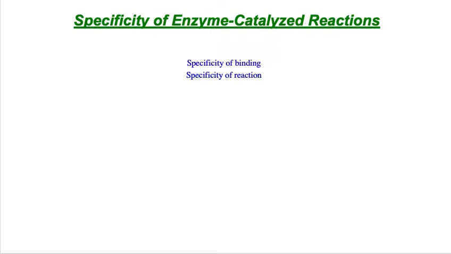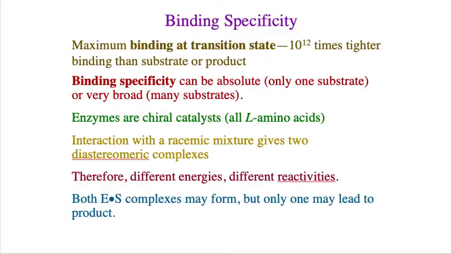So we're going to talk now about specificity of binding and specificity of reaction. So the maximum binding, this number right here is just a descriptive number. I don't want you memorizing this number. Basically, enzymes can be very specific in that they can have absolutely just one substrate, or they can have many substrates. These are also known as promiscuous enzymes.